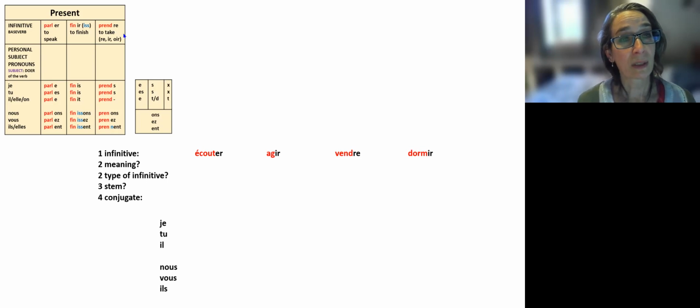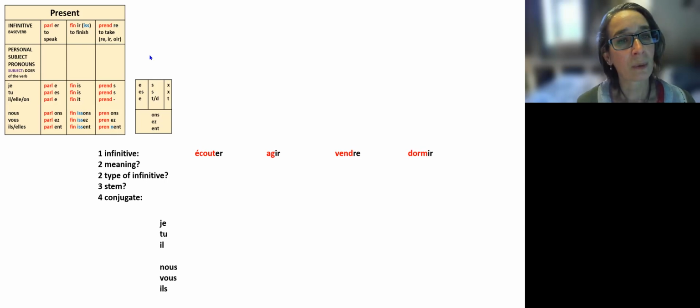There's 3 types of infinitives, and the way to identify them is by looking at the end. Okay, so parler is what you call an ER infinitive. Finir is what you call an IR infinitive. And prendre is what you call an RE infinitive.